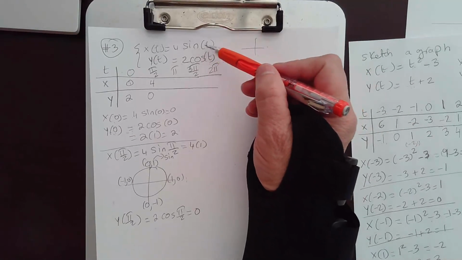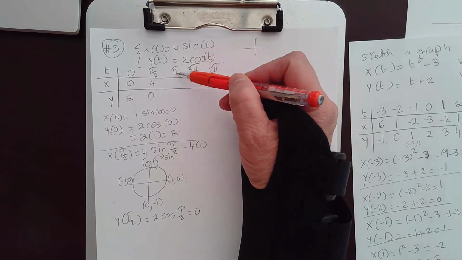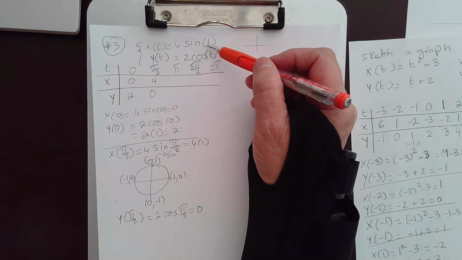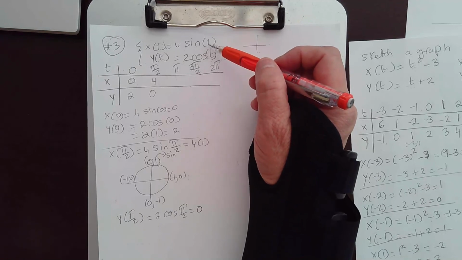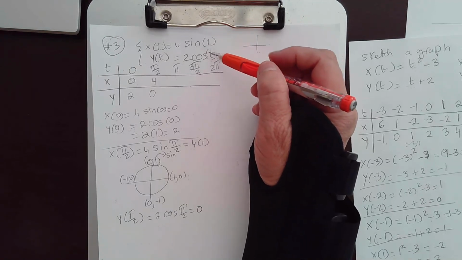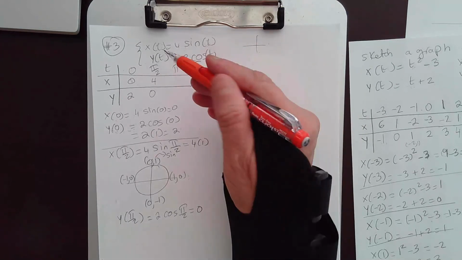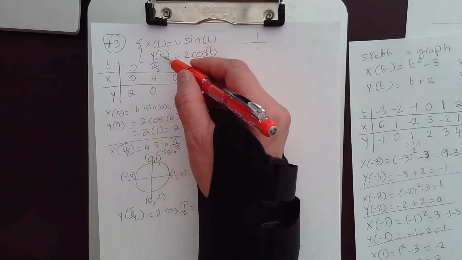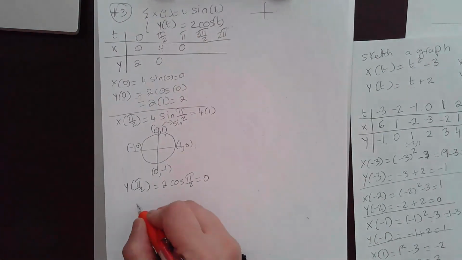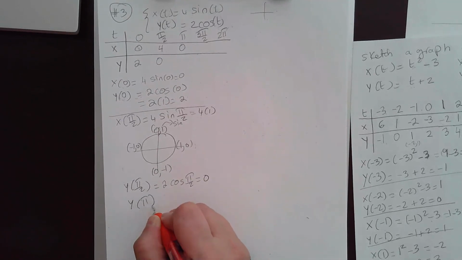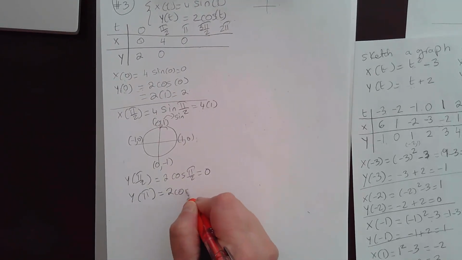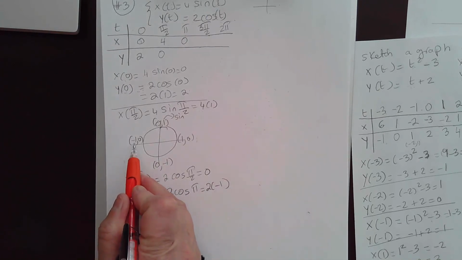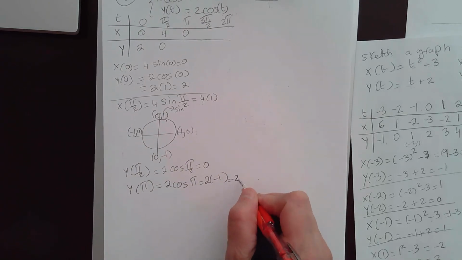Now sine pi. Sine pi is what? It is 0. Remember, the sine is 0 at 0 and pi. All right, so sine pi is 0, and 0 times 4 is 0. Okay, now let's plug pi into y. So y of pi gives me 2 cosine pi. Remember, cosine pi is -1, as you can see here. 2 times -1 is -2.